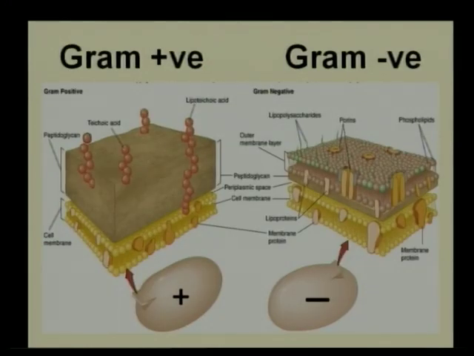Now this is an overall picture of a gram positive and a gram negative cell. Now you can compare that. One is a simple one and the other is a complex one. Gram positive is the simple one, gram negative is the complex one.